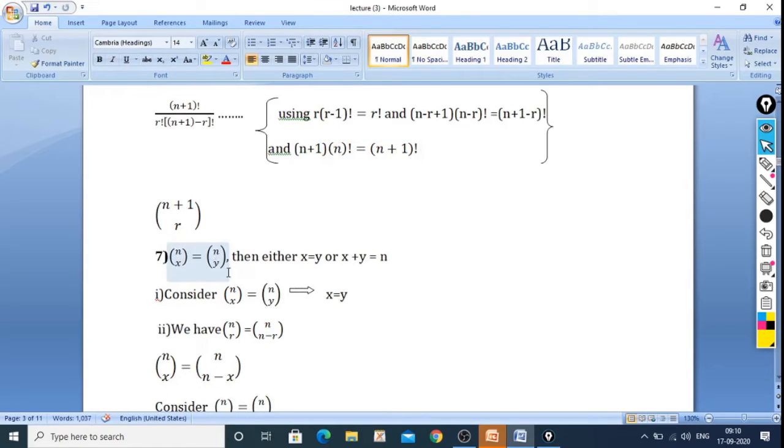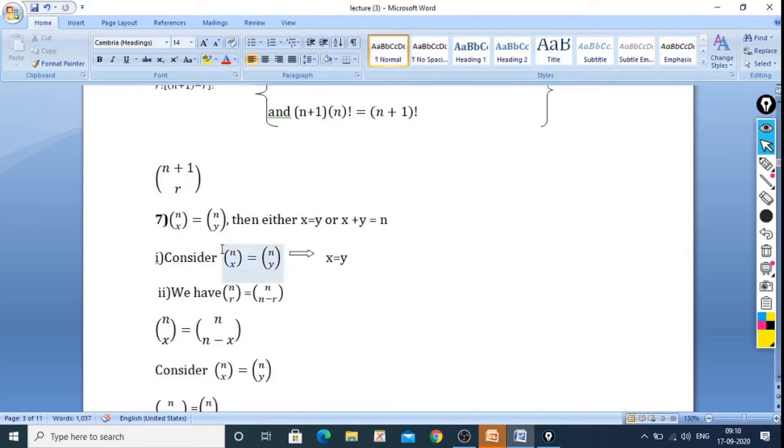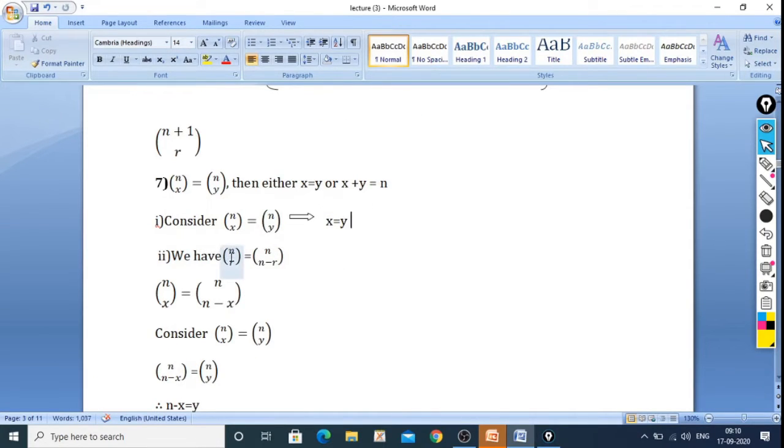nCx is equal to nCy, then either x is equal to y or x plus y is equal to n. Now consider the first one, that is nCx is equal to nCy. If the combinations are same, total number of objects are same, their values are same, then total number of selection of the object must be same. So obviously x is equal to y. Now we want to see the second one, that is x plus y is equal to n. Now we have proved the result, that is nCr is equal to nC(n minus r). So we can write nCx is equal to nC(n minus x).